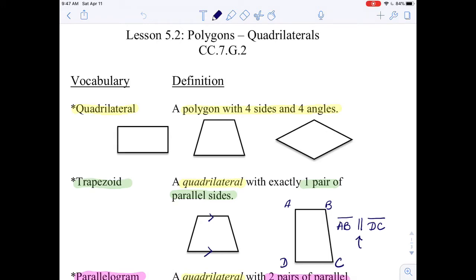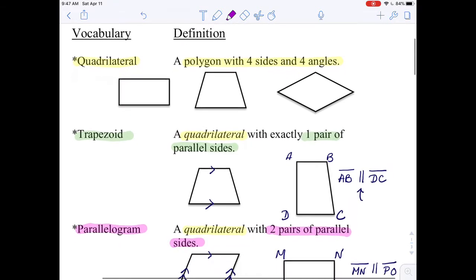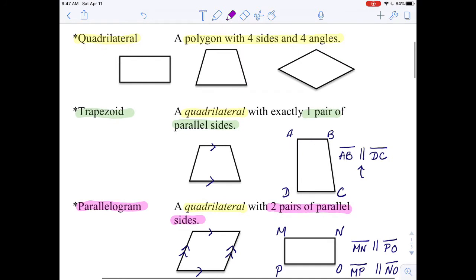Hey guys, it's Mrs. McLean, and today we are going to be talking about our quadrilaterals. So I want to go over a few vocabulary words really quickly to make sure you understand what different classifications of quadrilaterals are. And basically, to be a quadrilateral, you have to have 4 sides and 4 angles.